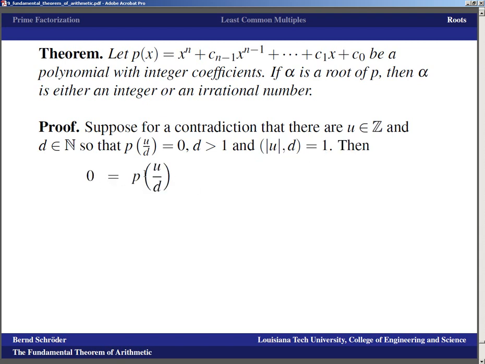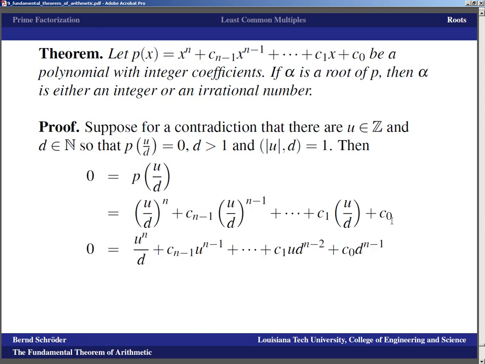Well, then 0 is equal to p of u over d, which is (u over d) to the n, plus c_{n-1} (u over d) to the n minus 1, all the way through c_1 (u over d) plus c_0, and I can multiply that with d to the n minus 1, so that would mean that 0 is u to the n over d, plus c_{n-1} u to the n minus 1, plus c_{n-2} u to the n minus 2 times d, all the way through c_1 u d to the n minus 2, because one d cancelled, and c_0 d to the n minus 1.